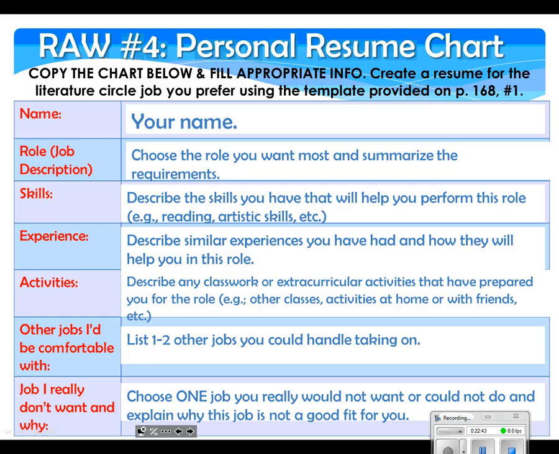So maybe for you, the idea of being a group leader is scary. You don't feel comfortable in that role. Maybe the idea of being an artist and having to spend so much time, you just don't have the time to do that right now. You want easy instructions telling you exactly what to do.